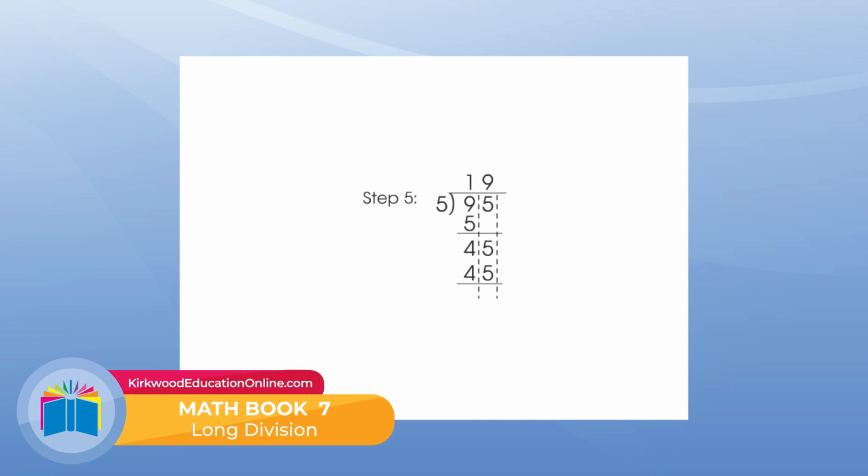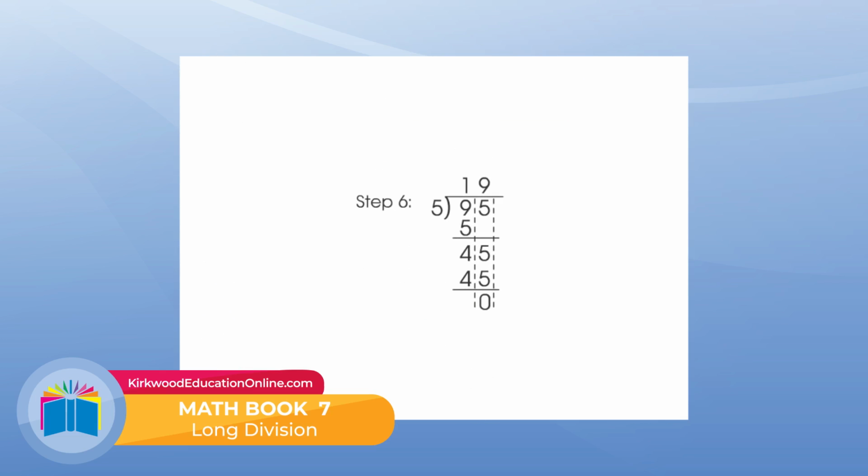Step 5. Divide the divisor into the new number. Now what is the new number? The new number is 45. How many times does 5 go into 45? 9 times. 45 divided by 5 equals 9. So you write 9 up there, and you have 45 down below.